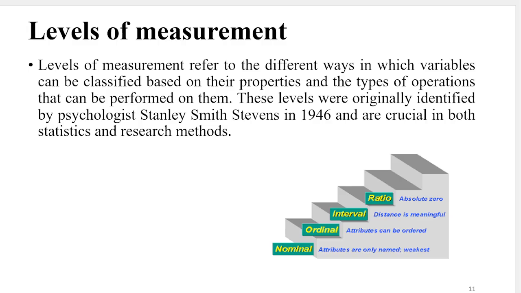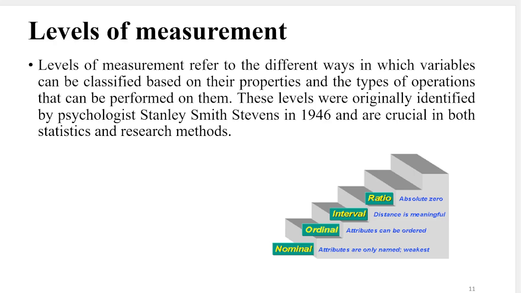Level of measurement refers to the different ways we classify variables based on their properties and the type of statistical analysis that can be applied to them. In simple terms, it tells us how data is measured and what kind of mathematical operations we can perform on the data. These levels were first introduced by the psychologist Stanley Smith Stevens in 1946, and they are very important in statistics and research methods because they guide us in choosing the correct analysis for our data.